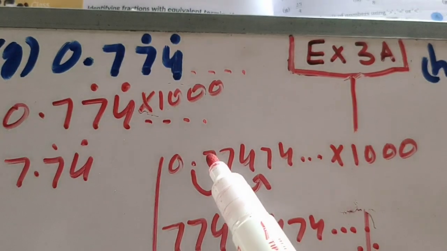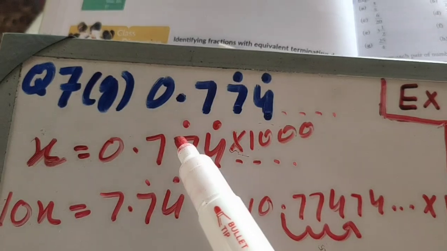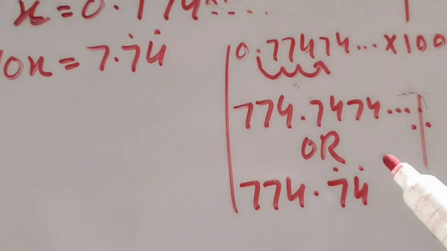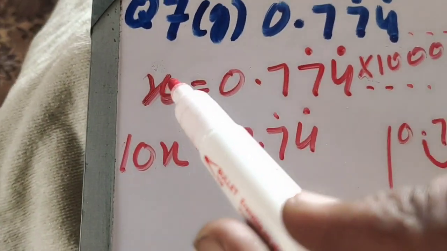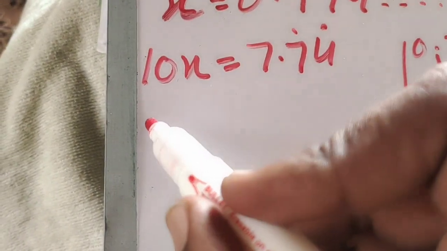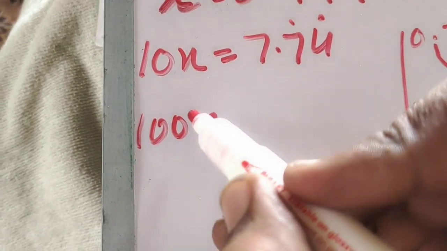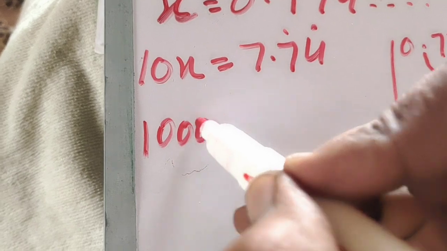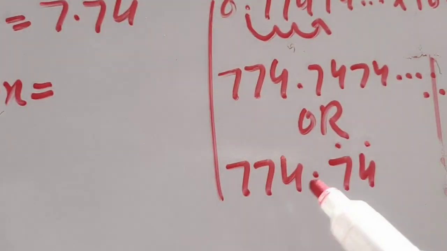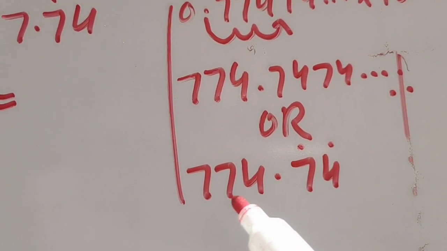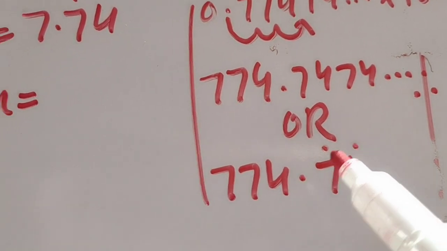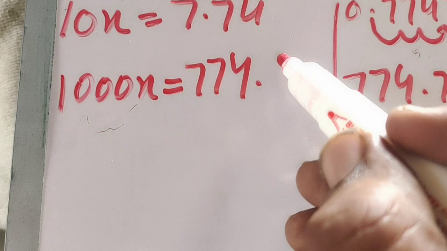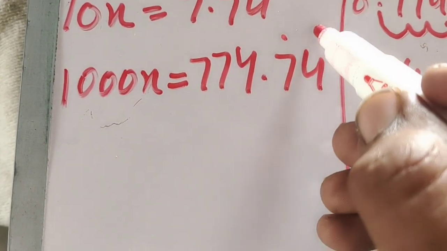So this is the answer when you multiply 0.774 recurring with 1000. So students, we are going to multiply this whole equation by 1000. The answer will be 1000x. When x is multiplied by 1000, it becomes 1000x equal to 774.74 recurring.